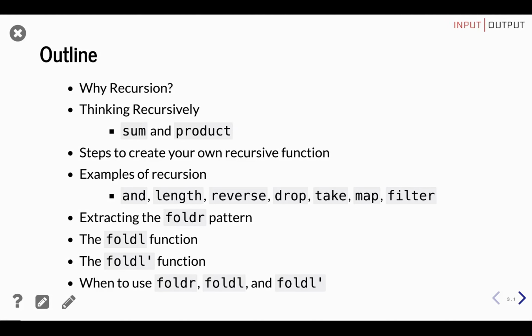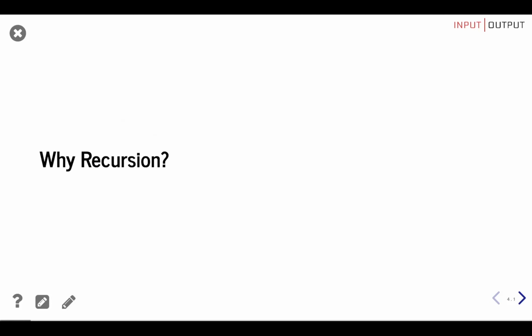Then we will identify a pattern and extract it, calling it foldr pattern. And from that, we'll learn about foldl, foldl prime, and when to use each one. Let's get started. Why recursion?